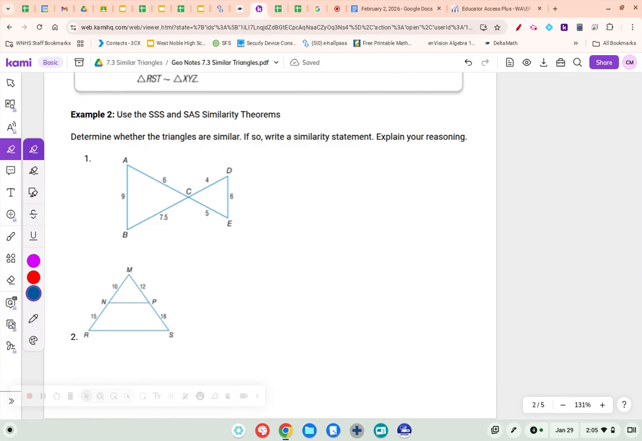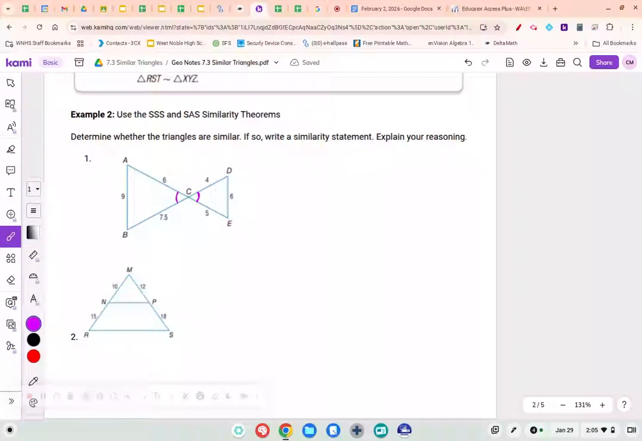So this first one here, determine whether the triangles are similar. If so, write a similarity statement, explain your reasoning. We can use either side, side, side sim or side, angle, side sim because these are vertical. Now, I'm just going to use side, side, side sim on this one, and I am going to explain to you how I'm going to do that.